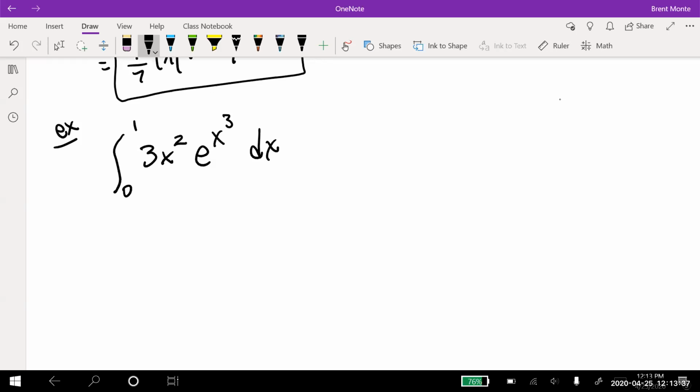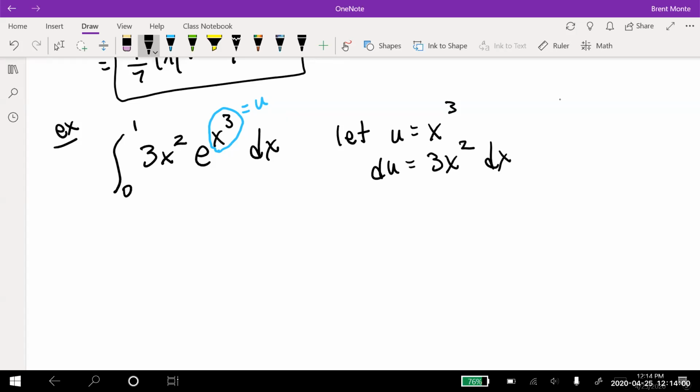Oh, chain rule. As soon as I think chain rule to take the derivative, I think, oh, this whole thing is going to be u. And in fact, let's see what happens. That's my inside function. Let u equal x cubed. Then the derivative of that is 3x squared dx. Again, this time they're being nice to us, because we do have all of the 3x squared and the dx. So all that is just going to become du.